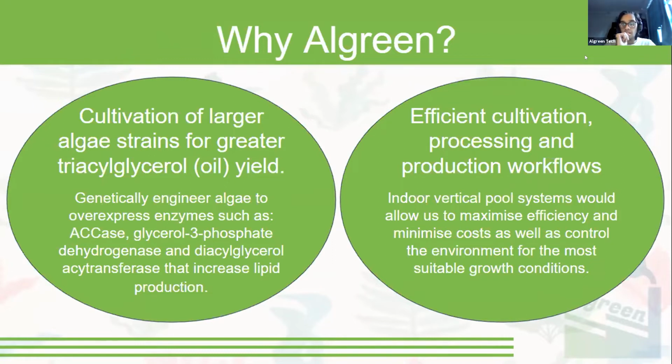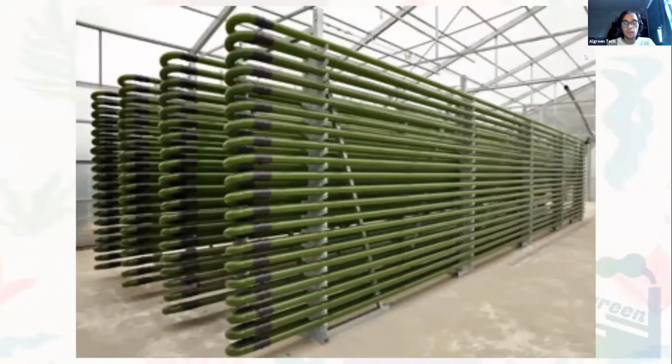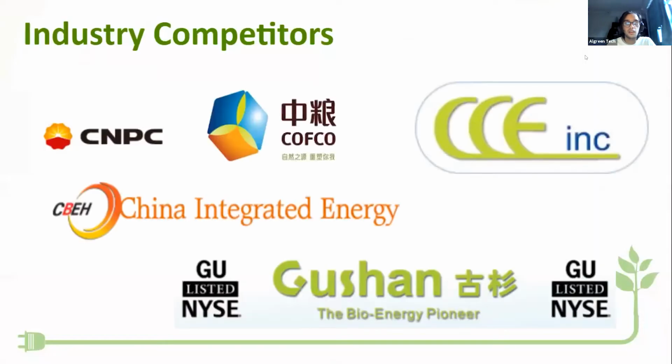Furthermore, we have also devised efficient cultivation and processing techniques, such as the use of vertical indoor farming. Since algae are easy to grow, we can control them through vertical plants and maximize the efficiency of the land that we need to grow the required amounts of algae. So this is the current industry or competitors in the Greater China region, and all of them are producing biofuel only through crop bases such as corn or sugarcane, and hence we see a lot of potential in the biofuel industry in the China region.